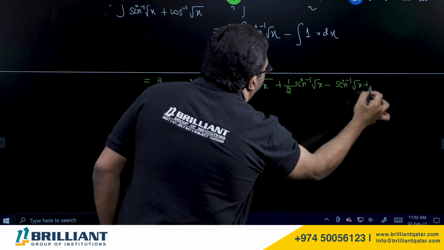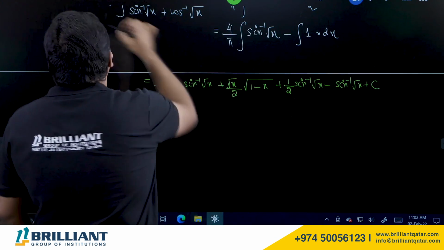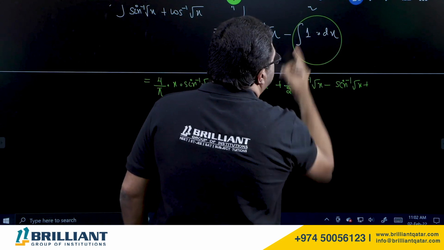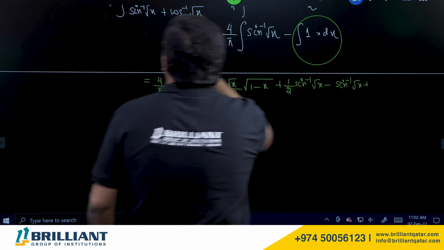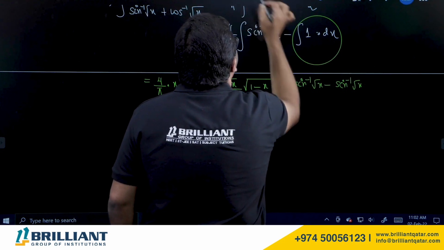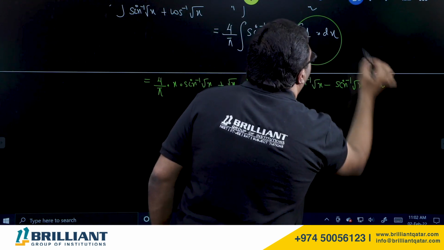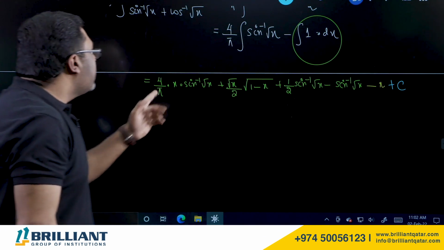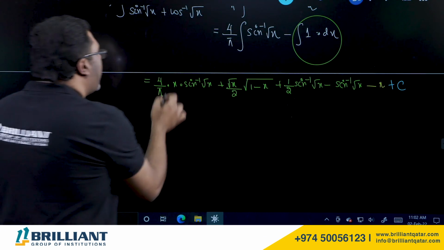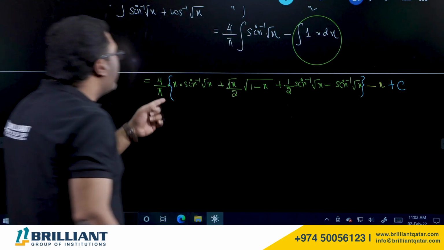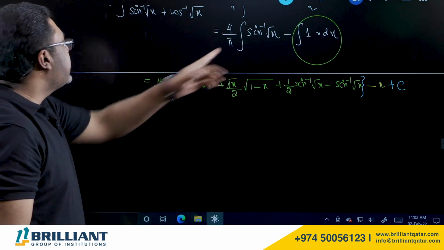Don't forget something here. We forgot about this part. What is the integral of 1? It's going to be x, and then we have a plus c. So you're going to combine these sine inverse x root x forms, and this entire thing inside the bracket over here is with 4 by pi. 4 by pi and x is separate, okay?